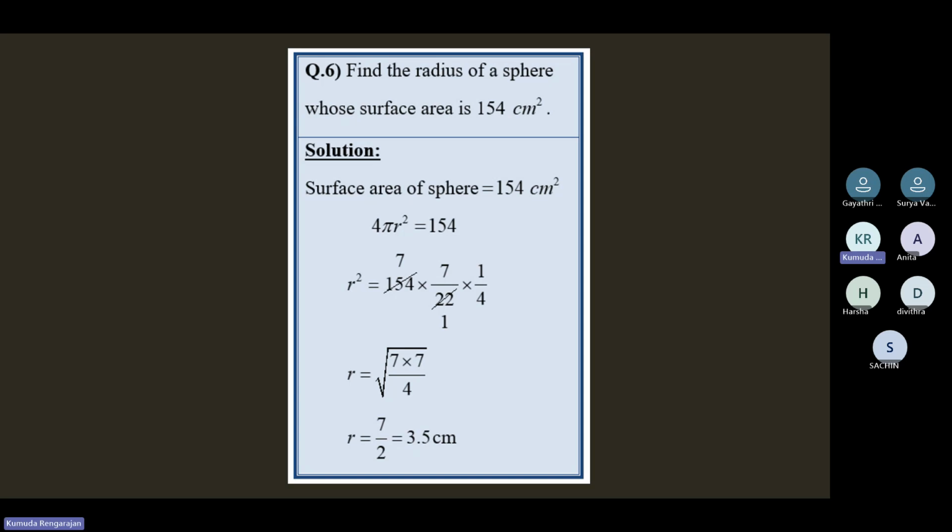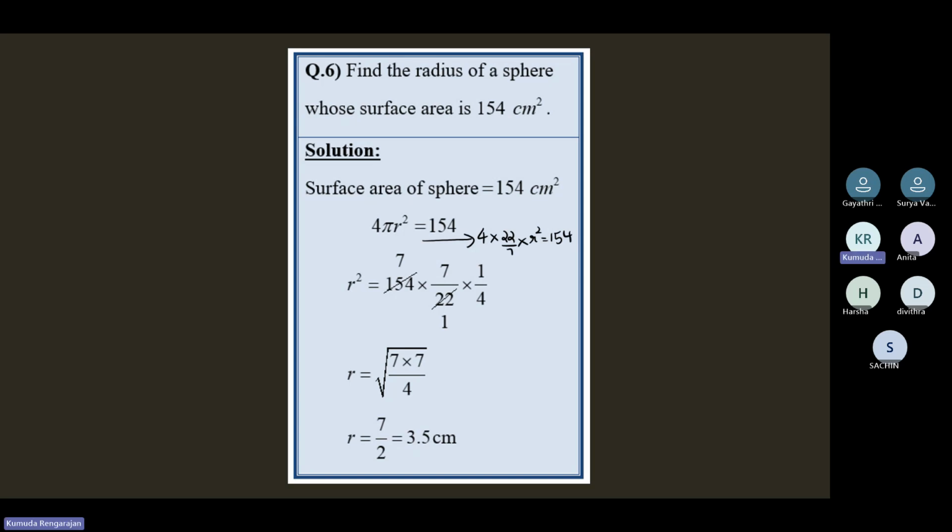That means 4 pi r square is 154. So r square is equal to, I can just include one step for you: 4 into 22 by 7 into r square is equal to 154. So r square is equal to 154 into the reciprocal, 7 by 22, into the reciprocal of 4, which is 1 by 4.